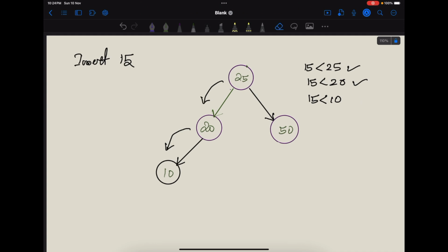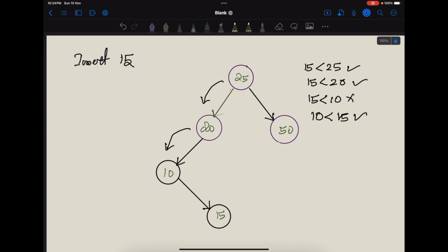15 will be compared with 10. The condition is false, so try the other choice. 10 is lesser than 15. The condition becomes true. If it is true, create one node in the right hand side of 10 and place the value 15. And now you have to make the link also. So the link is created.